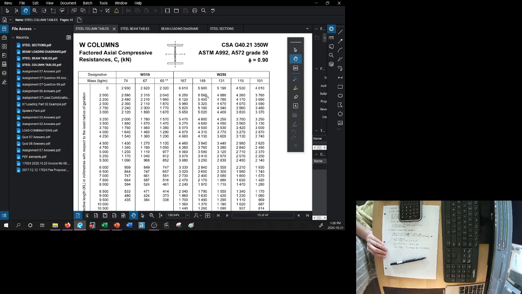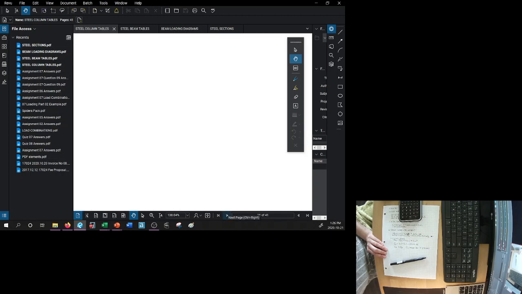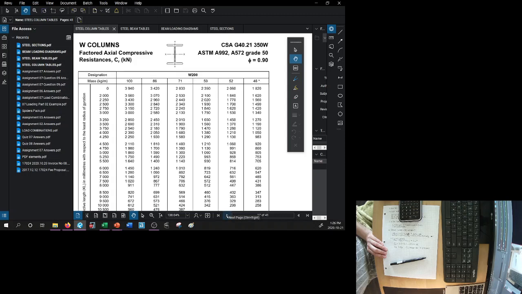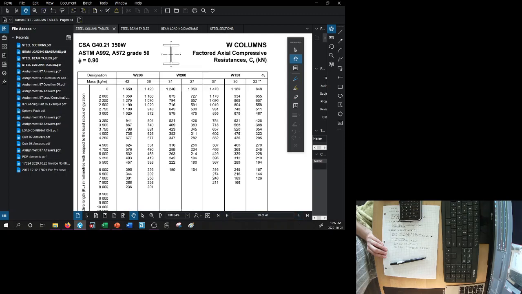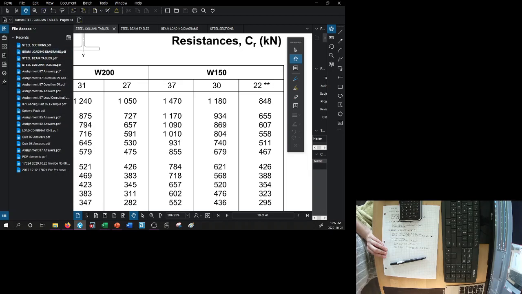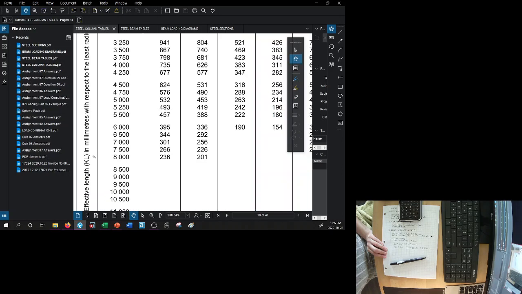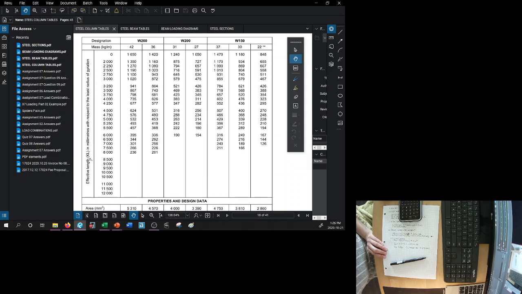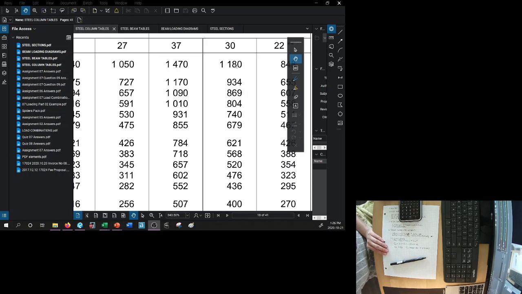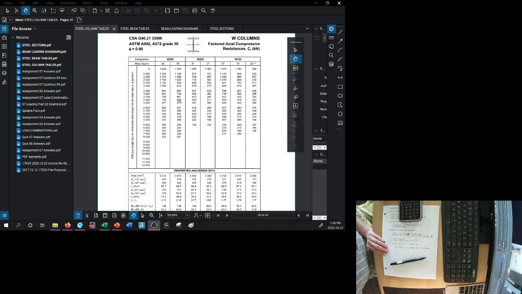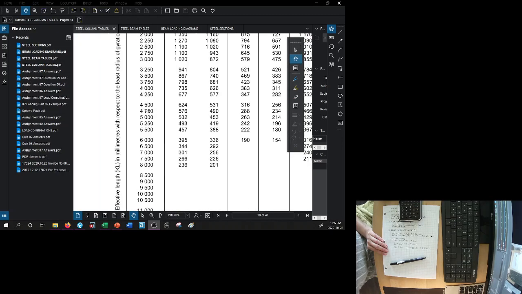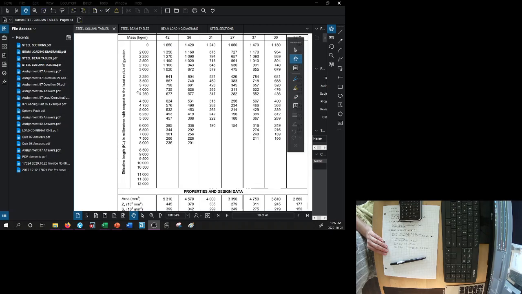They've asked us about a 150 by 30. Here, W150 by 30 for the compressive resistance. And look, here they've got the KL in millimeters. We know that we're talking about columns with a K of 1, or columns that are their exact length. We're not modifying how they bend by doing anything funny at the corners. So we can look at our W150 by 30, and we know that this column was 4 meters tall. If you remember, the height was 4 meters. So here we are right here.